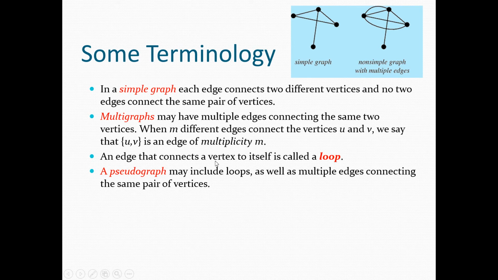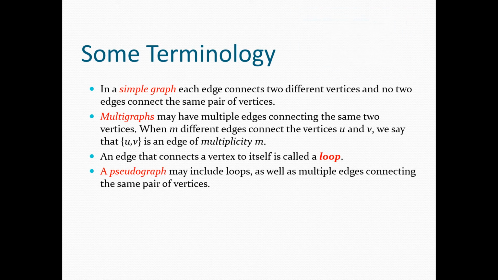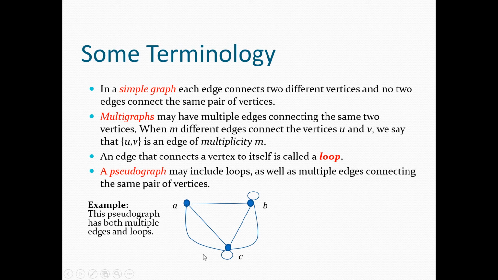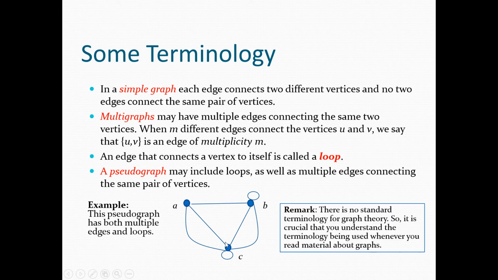An edge that connects a vertex to itself is called a loop. A pseudograph may include loops as well as multiple edges connecting the same pair of vertices. So here is an example of a pseudograph, and this is called a loop because P is connected to itself. Similarly, there is a loop at C as well, C is connected to itself. So this is a pseudograph, having both multiple edges and loops.